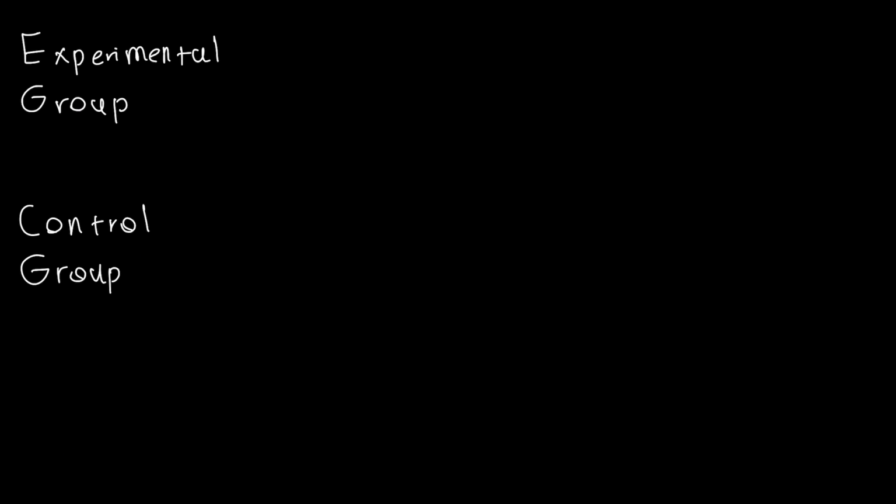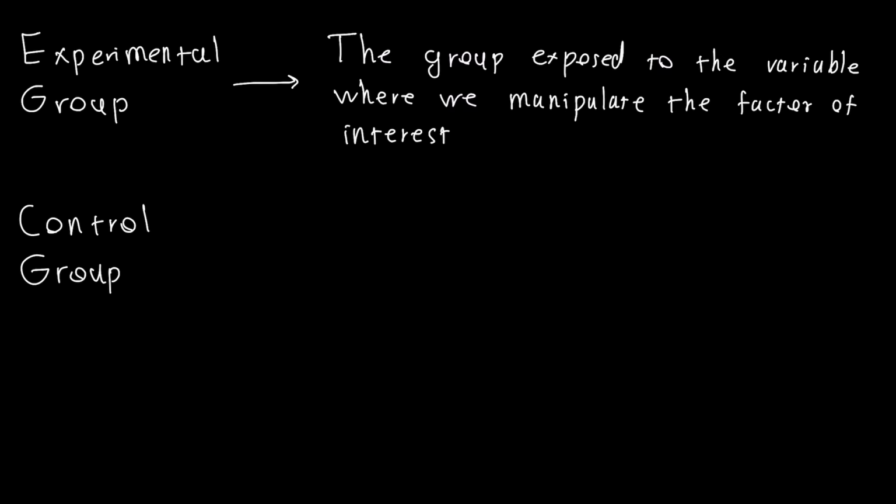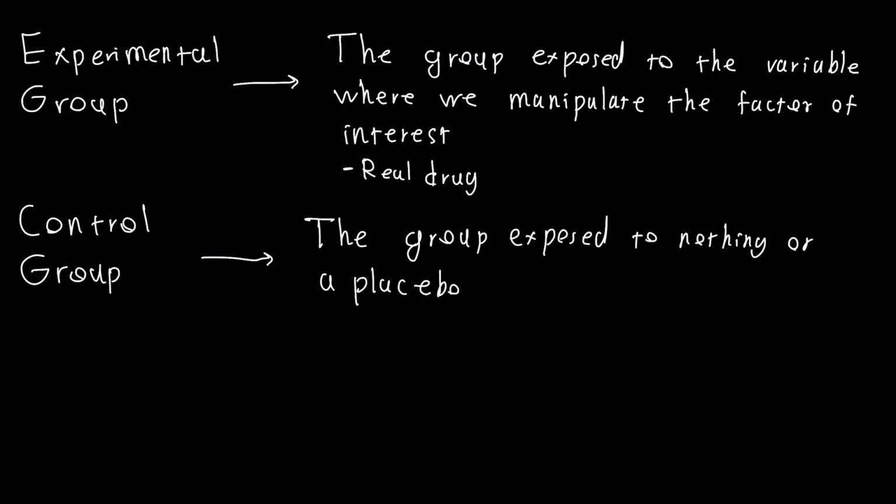Now let's talk about experimental groups and control groups. So an experimental group is the group that is exposed to the variable where we manipulate the factor of interest. So this would be like the group of people who take the real drug in an experiment. And then control group would be the group that is exposed to nothing, or a placebo, which would be like a sugar pill, which is not supposed to do anything of real impact to the patient's health.